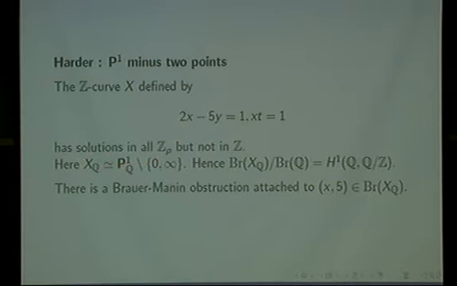And in this situation, over the rationals, that curve is isomorphic to P1 over Q minus 2 rational points, 0 and infinity. And here, in fact, the Brauer group is enormous. See, the Brauer group of P1 is trivial, but the Brauer group of P1 minus 2 points, that's an enormous group. It's a group of characters of the absolute Galois group of Q. And in fact, one can check that there's a Brauer-Manin obstruction attached to this quaternion algebra.